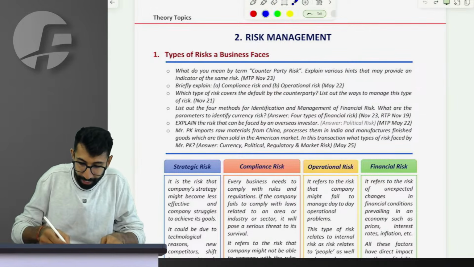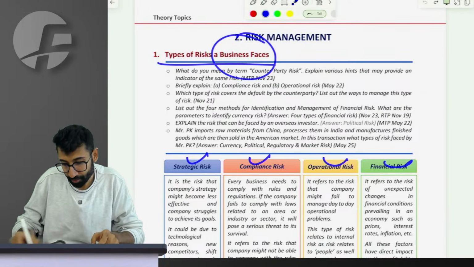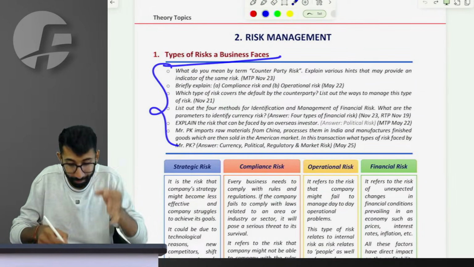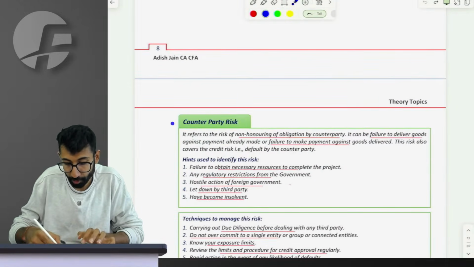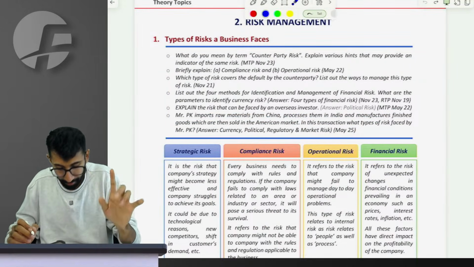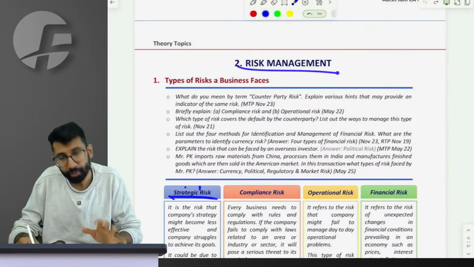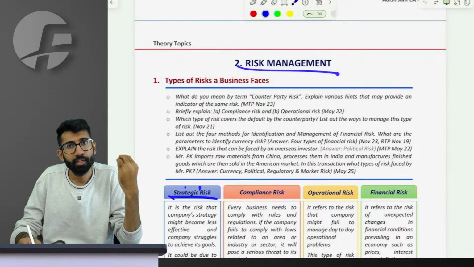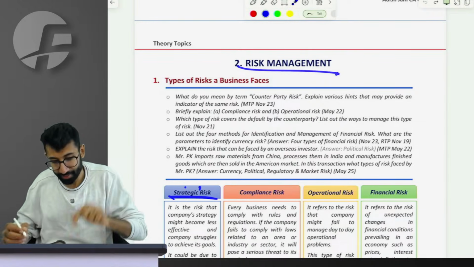Sir, the types of risk that a business can face are strategic, compliance, operational, and financial risk. Not all these questions belong to this particular topic. Maybe some questions belong to the types of financial risk given below. So this compilation includes all the types of questions. The risk management chapter tells you all the kinds of risk that a business, investor, or economy faces, every kind of risk.